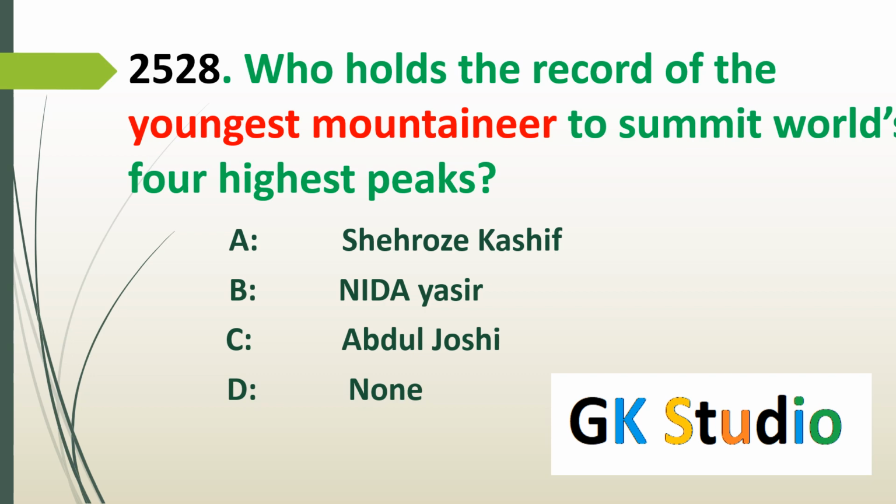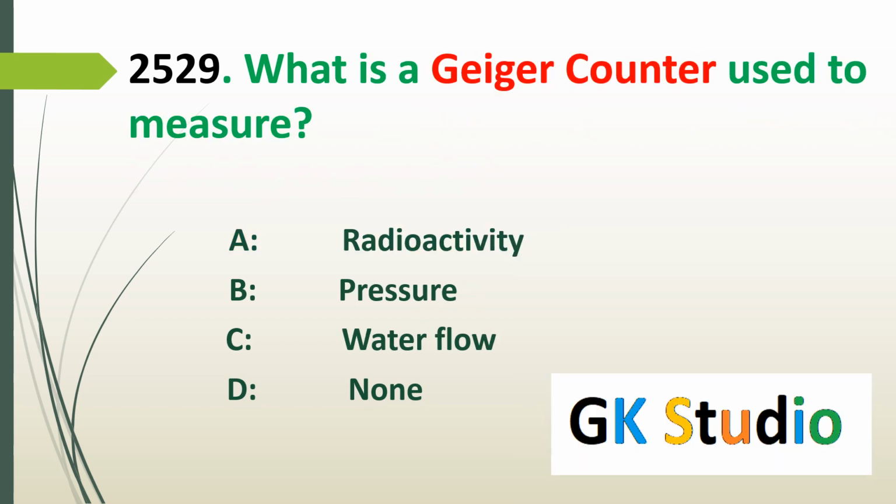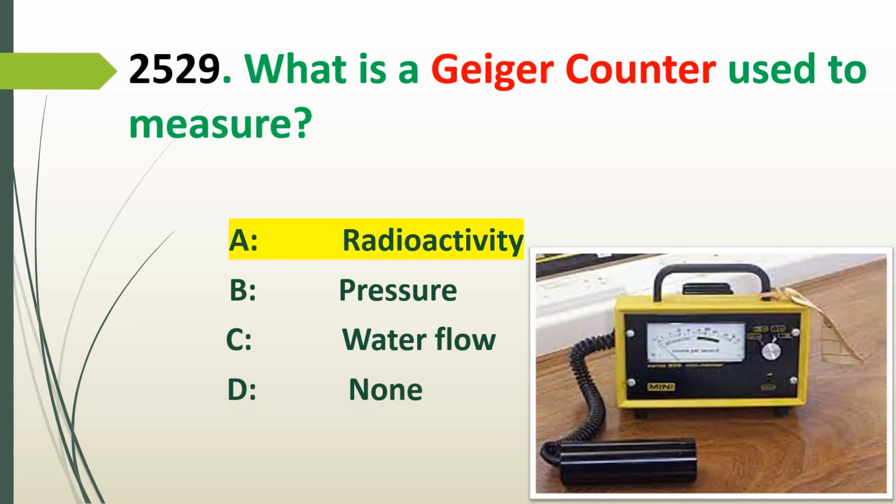Who holds the record of the youngest mountaineer to summit the world's four highest peaks? Shahroz Kashif. Shahroz Kashif is the youngest mountaineer to summit the world's four highest peaks. What is a Geiger counter used to measure? A Geiger counter is used to measure radioactivity.